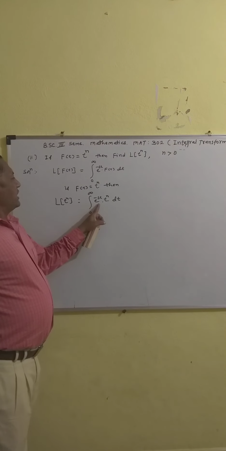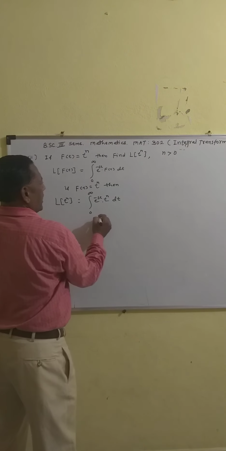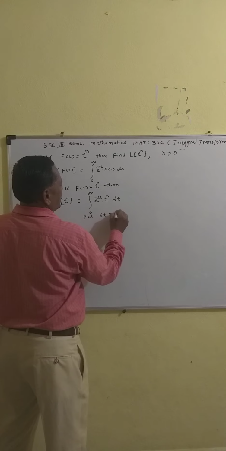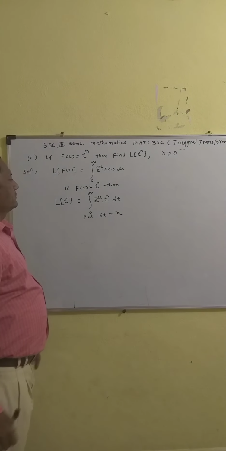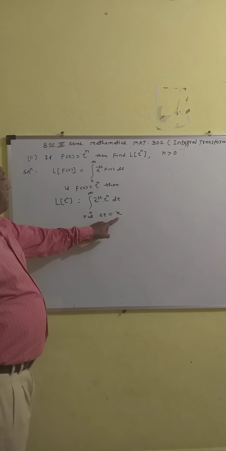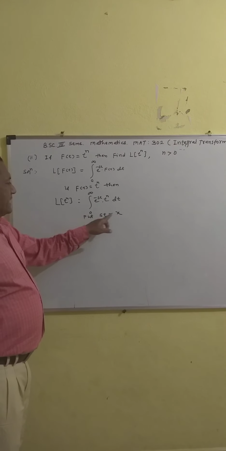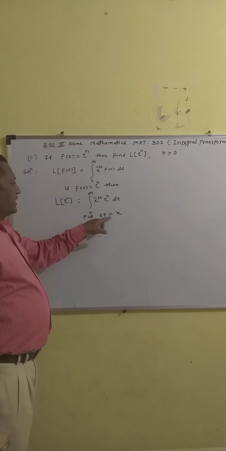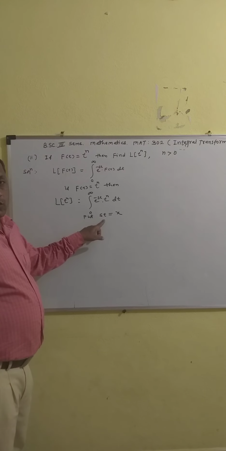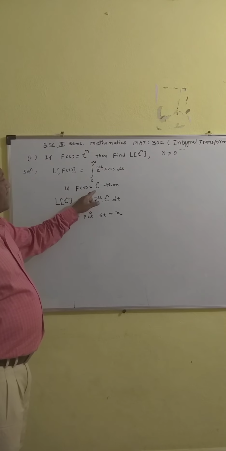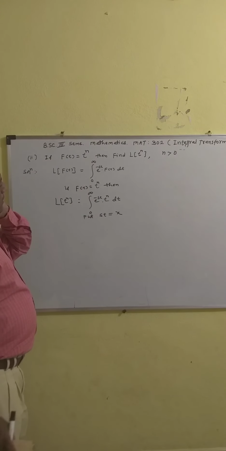Now we have to solve this integration. Here put st is equal to x. Lower limit is 0. If t is equal to 0, x is equal to 0. If t is equal to infinity, x is equal to infinity. There is no change in the upper limit and lower limit.